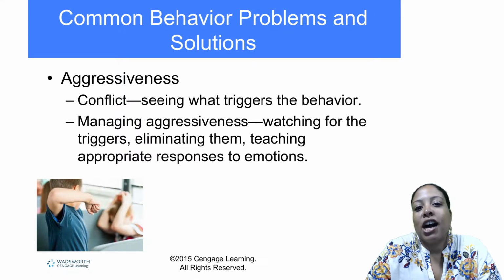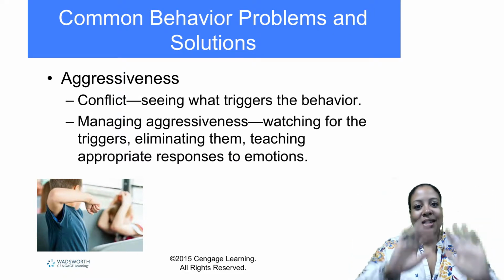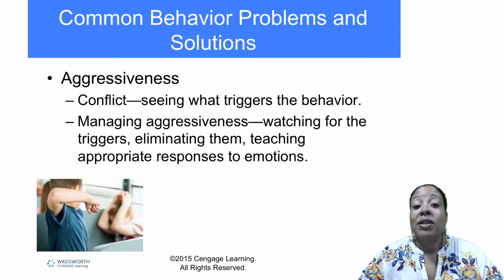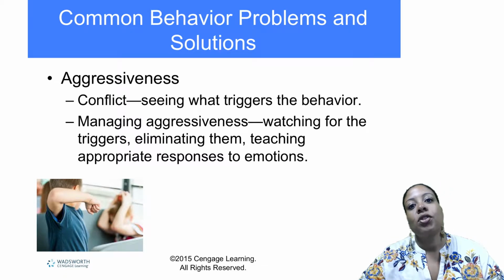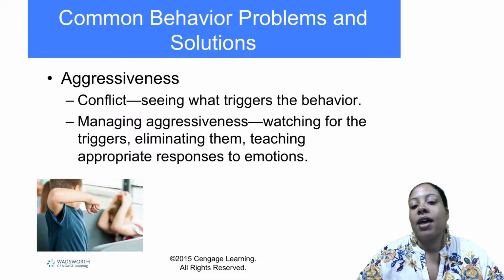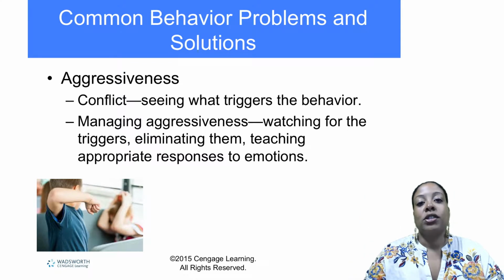So what are some common behaviors and solutions? I'm sure that we could cover up this slide and you all could probably give me some pretty on point ideas for what are common behaviors and some proposed solutions. So aggressiveness is one, and that is comprised of conflict. So seeing what triggers the behavior is one way to help bring it down. That's one solution for aggressiveness, is first see what triggers the behavior.